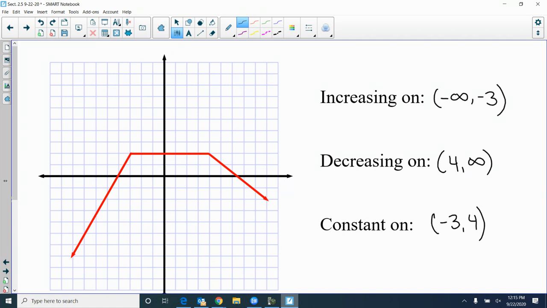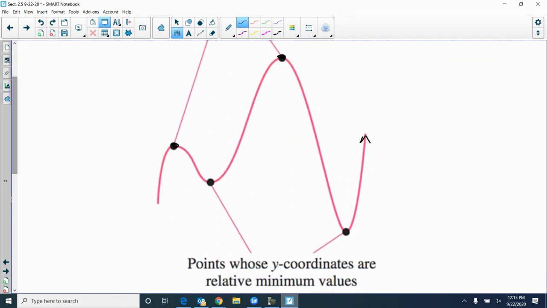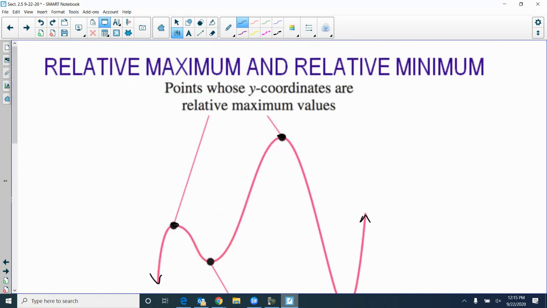All right, relative max, relative min. Okay, those are peaks and those are valleys. As you take a look at that below there, points whose y-coordinates are relative max. These two right here, it's the highest point in that area. You got to watch saying the word absolute, because if the graph continues, like if this continues up, we couldn't say that's an absolute max, or that's an absolute min. Okay, so just say relative.